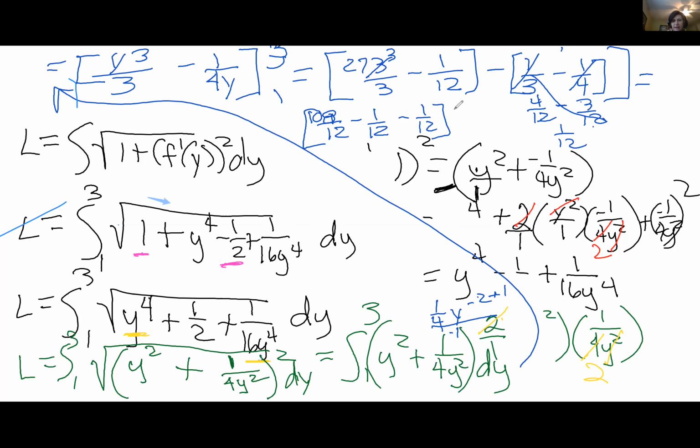Can we put all that together? What would we get? 107 over 12. I kind of bet that reduces a little bit, you think? How about by 2 at least? 53 over 6. Yeah, I've run out of space, so I'm going to come over here and put 53 over 6 units and box it up. Just units.